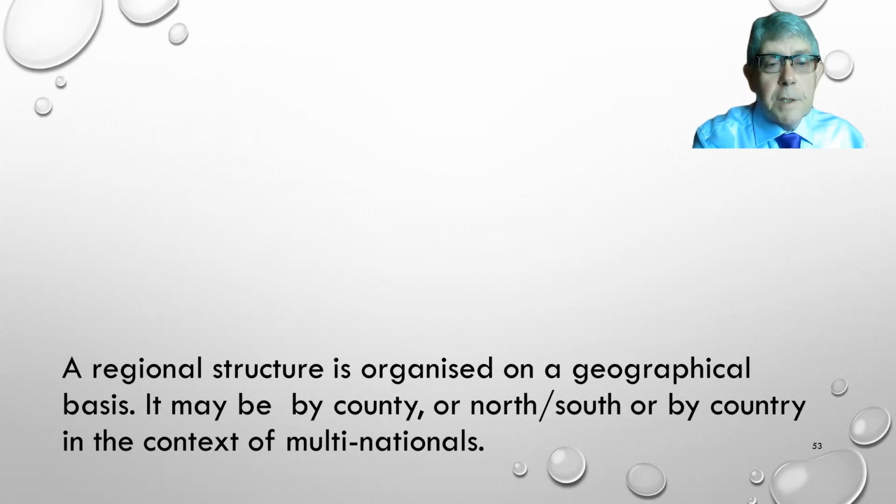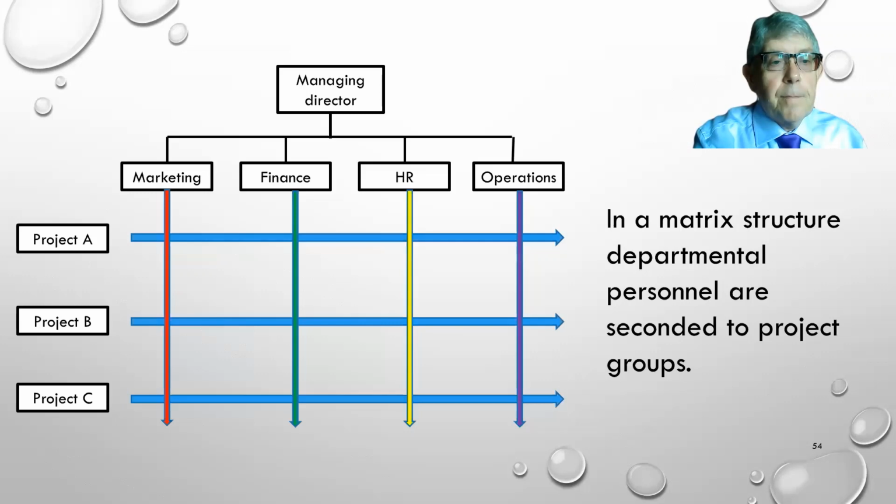A regional structure is organised on a geographical basis. It may be by county or north-south or by country in the context of multinationals. In a matrix structure, department personnel are seconded to project groups. So we would have project managers for A, B, and C, and they would communicate with personnel from each of the 4 departments.